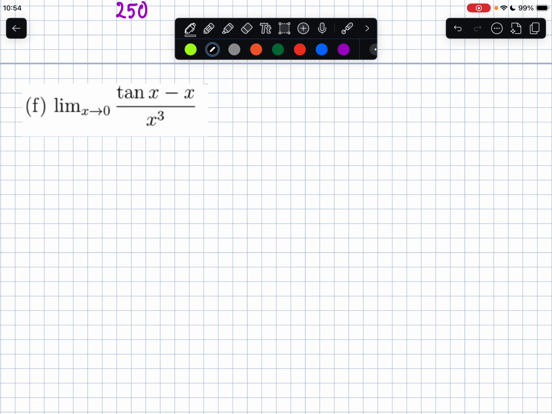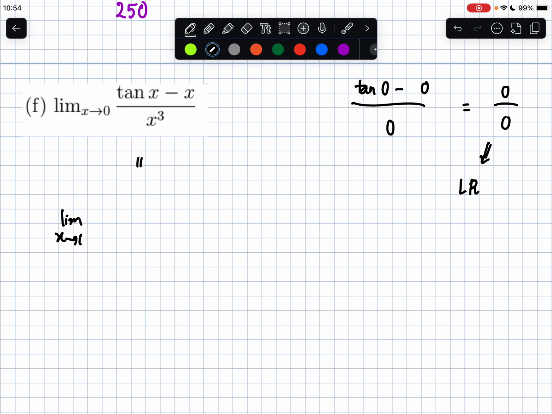Limit of tangent of x minus x over x cubed, as x tends to 0. You check the type. Tangent 0 minus 0 over 0 cubed. Tangent 0 is sine 0 over cosine 0, which is 0 over 0. You can use L'Hopital's rule. So let's do that.